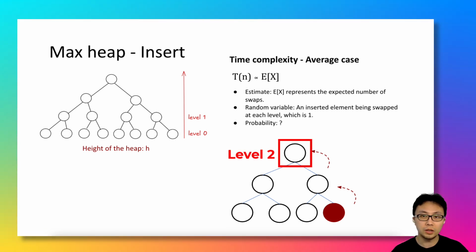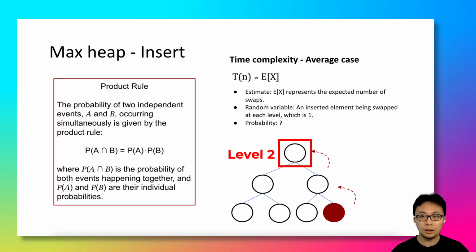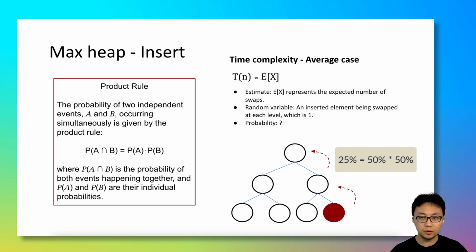The second comparison happens here at level 2. If you get the opportunity to do this comparison, that means you have already performed a swap at level 1, and you have to account for that in your probability calculation. Based on the product rule, the probability of a swap happening at this level, I mean at level 2, is 50% multiplied by 50%, which will give you 25%.